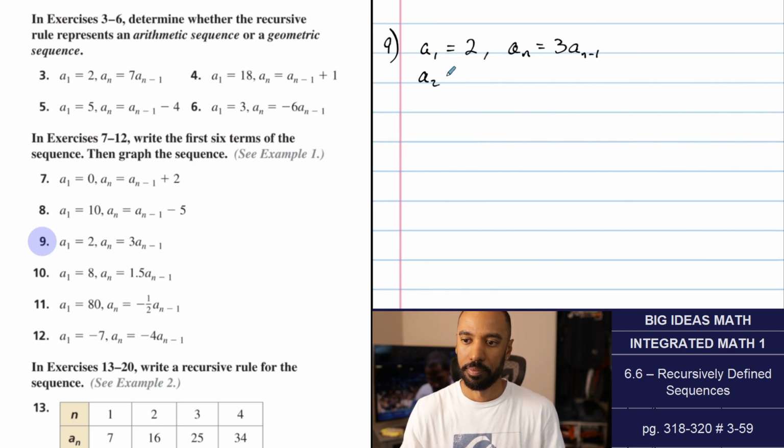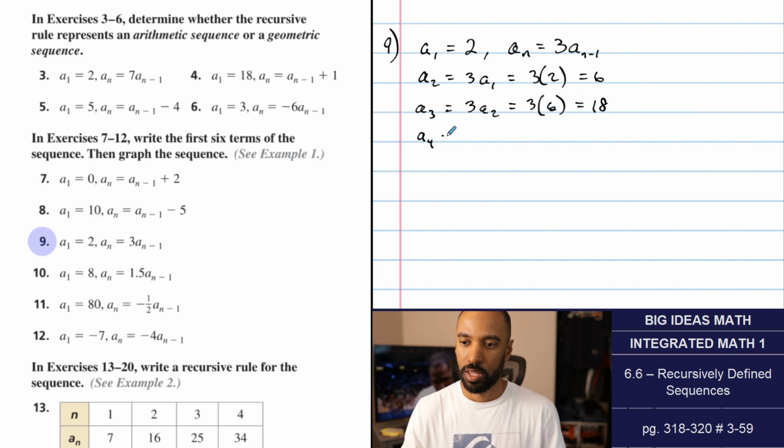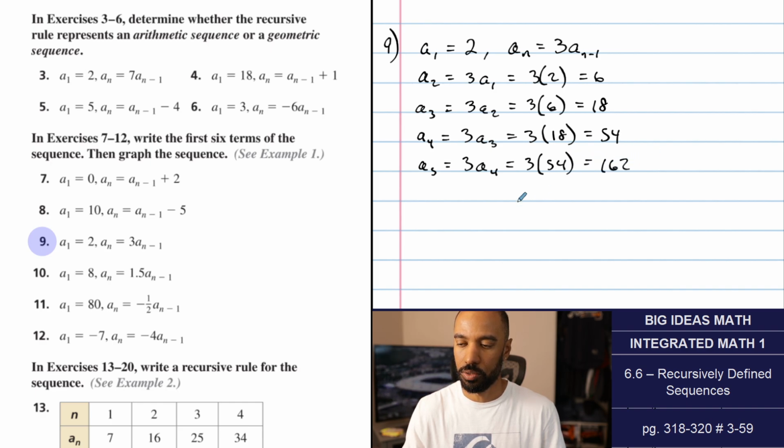So the second term takes 3 times the first term, or 3 times 2, which gives us 6. The third term takes 3 times the second term, which is 3 times 6, or 18. The fourth term is 3 times 18, or 54. The fifth term is 3 times 54, which is 162. And the sixth term is 3 times the fifth term, or 3 times 162, which is 486.